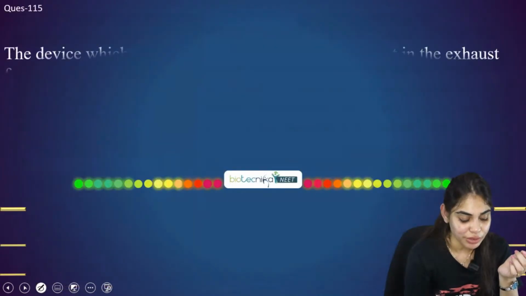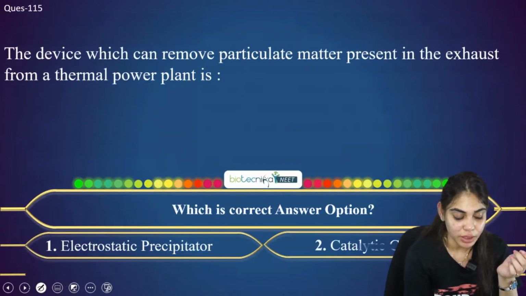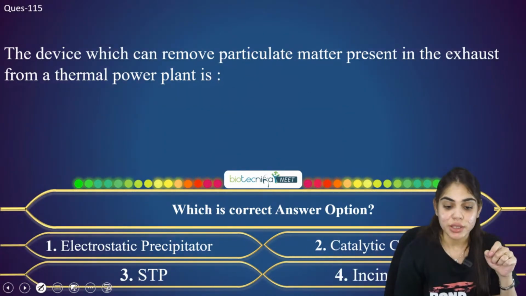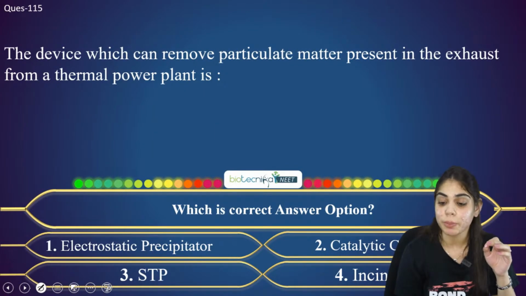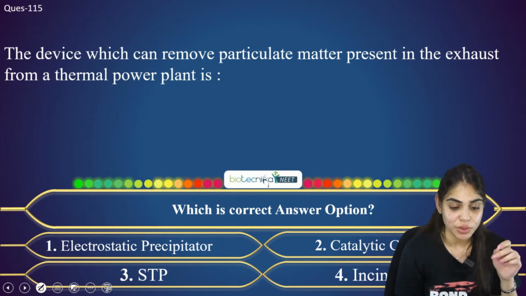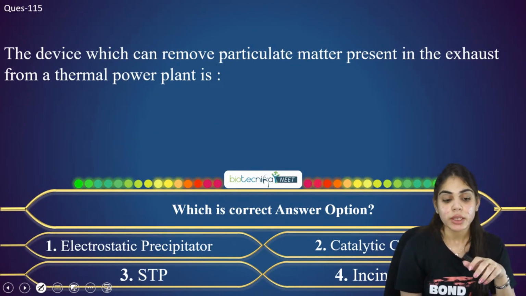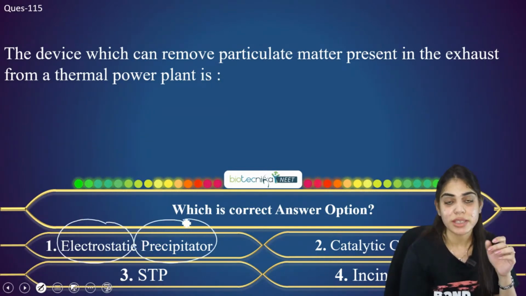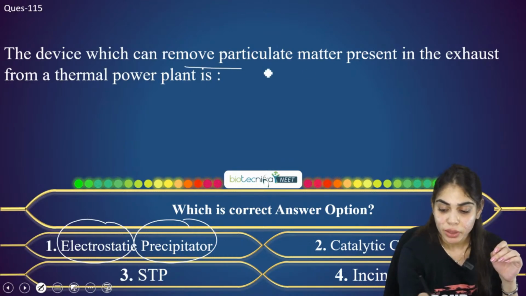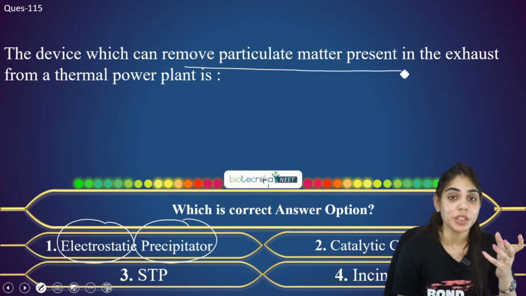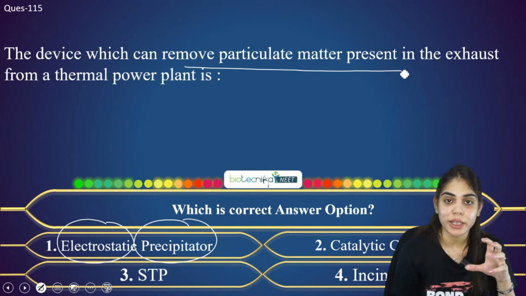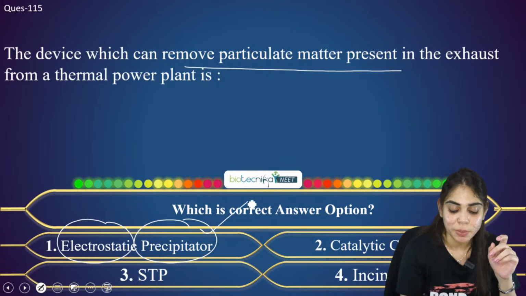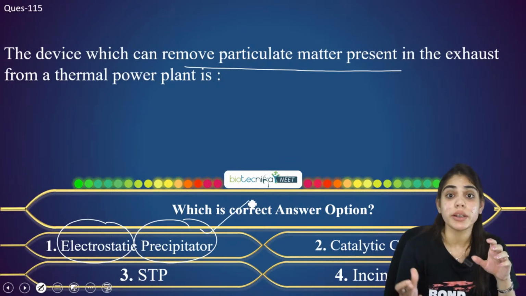Now let's move to the 15th question, that is question 115. Now let's see what this question is about. What is the name of the device which is used to remove the particulate matter that is present in the exhaust from the thermal power plant? If we know that the electrostatic precipitator is a device actually used to remove the particulate matter and cause the precipitation of this, then when this dust particle or smoke is precipitated, obviously it will be removed. That means the precipitator will precipitate something, will remove something.